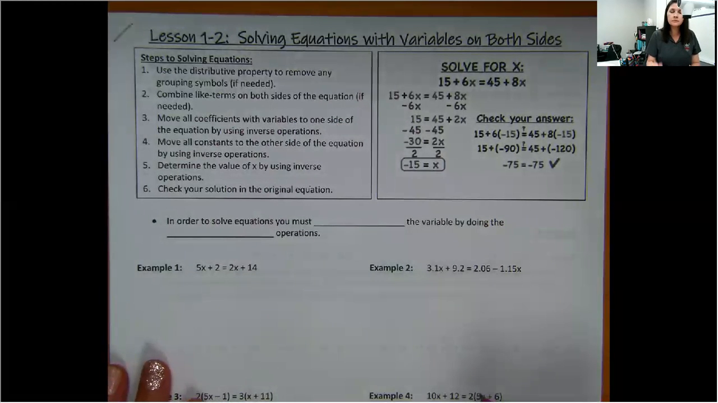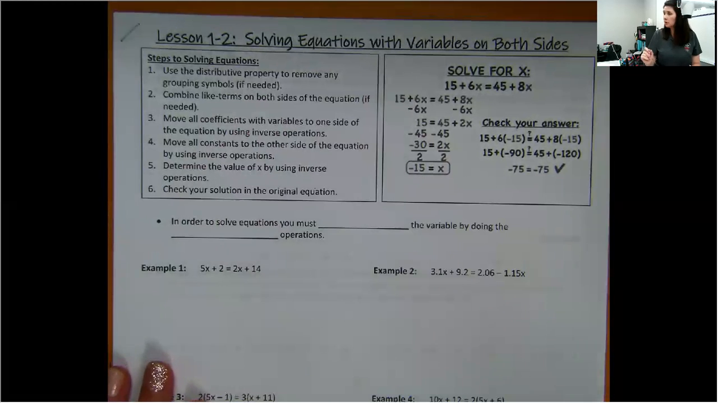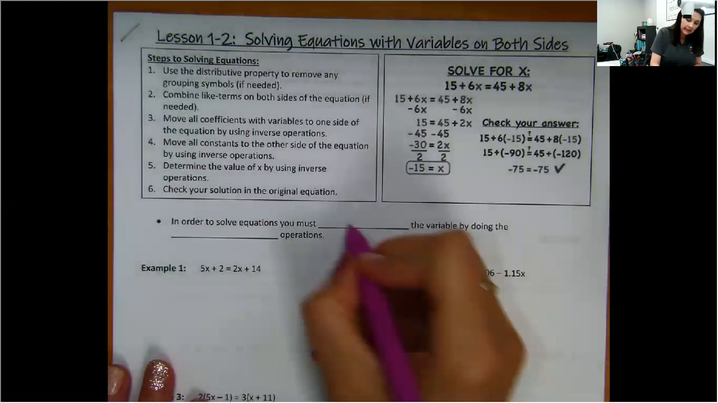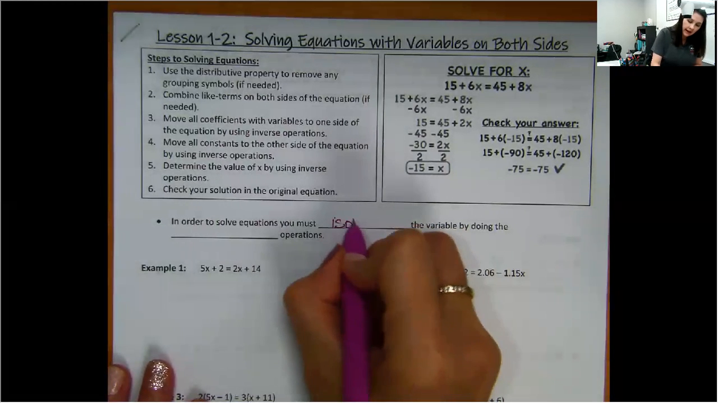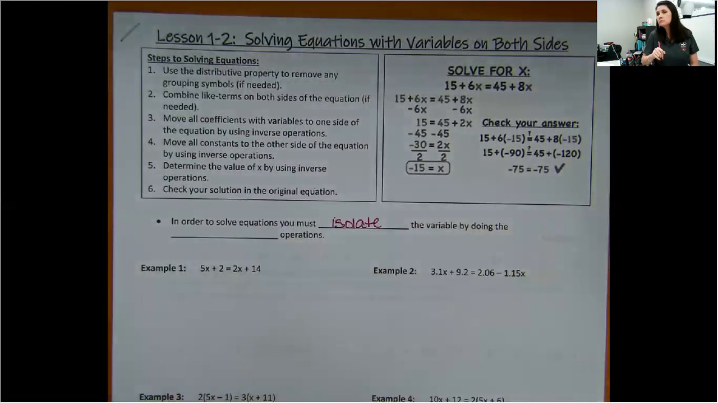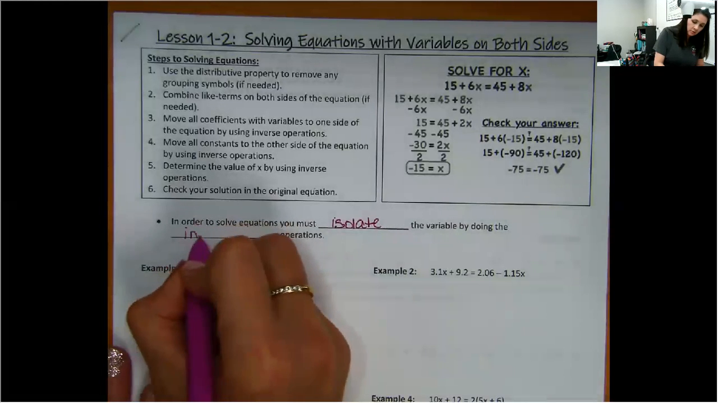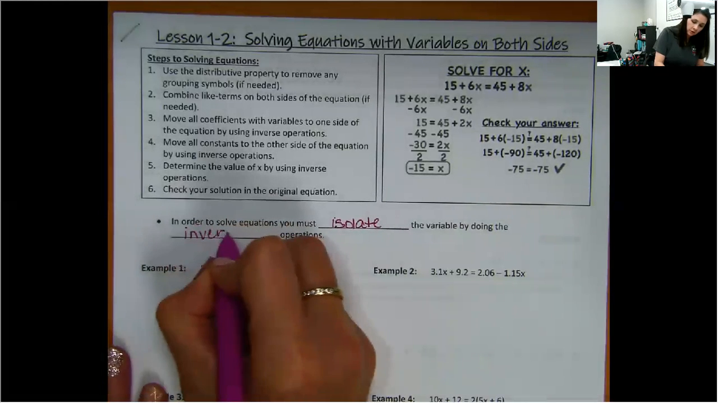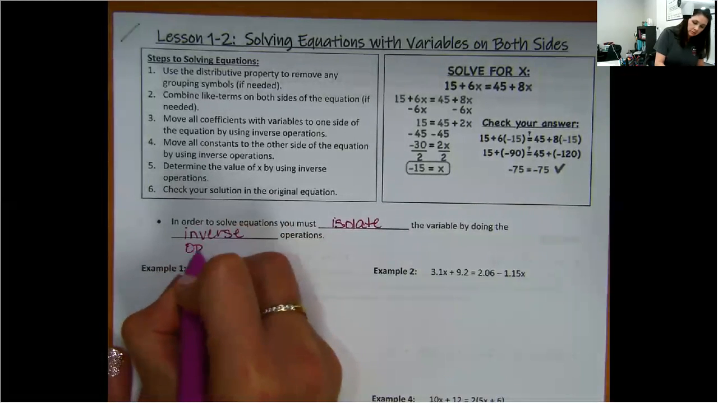One thing that I want everybody to remember is that in order to solve equations, you must isolate the variable. The key is to get that variable by itself. That is your key. So you're doing everything to get all the numbers that are near the variable away from it, and you're going to do that by doing the inverse operation. Another word for inverse is opposite.